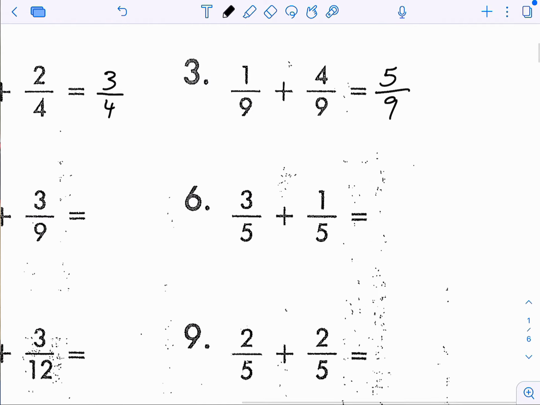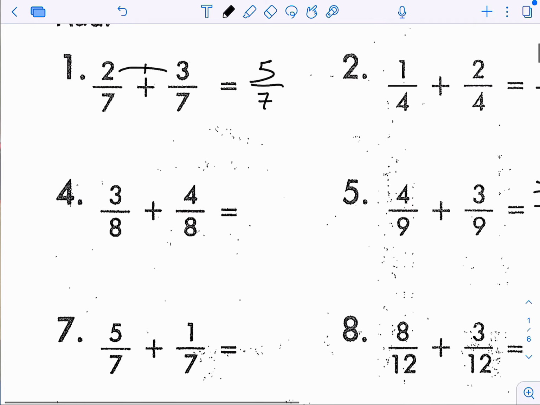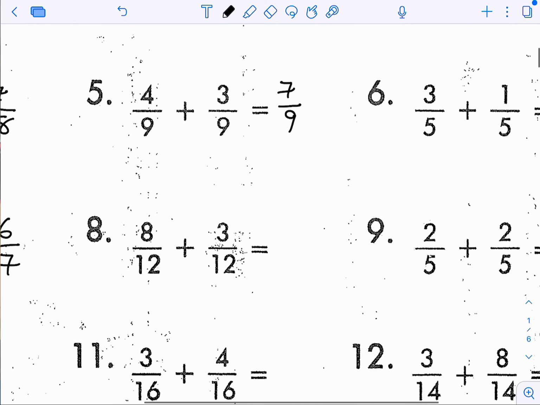Down number 6 here. Fifths to make a whole. I have 3 and I have 1, so I have 4. 4 and 3 is 7, and they are ninths. 3 and 4 is 7, and they are in eighths. Okay, 5 and 1 is 6, and they are in sevenths. 8 and 3 is 11, and they're in twelfths.